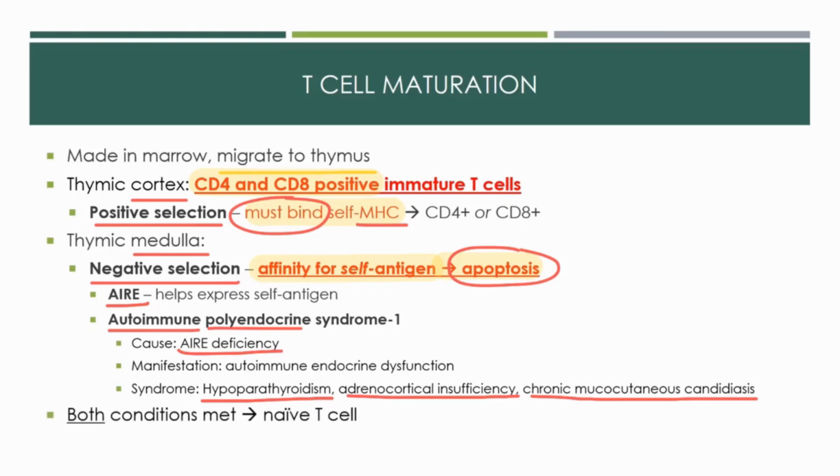Getting back to T-cell maturation, if it passes both tests, congratulations, it's good to go as a now mature but naive T-cell. Remember, lymphocytes only become quote-unquote educated when they meet their cognate antigen. And this entire process is called central tolerance to self, as opposed to peripheral tolerance, which happens in the bloodstream.